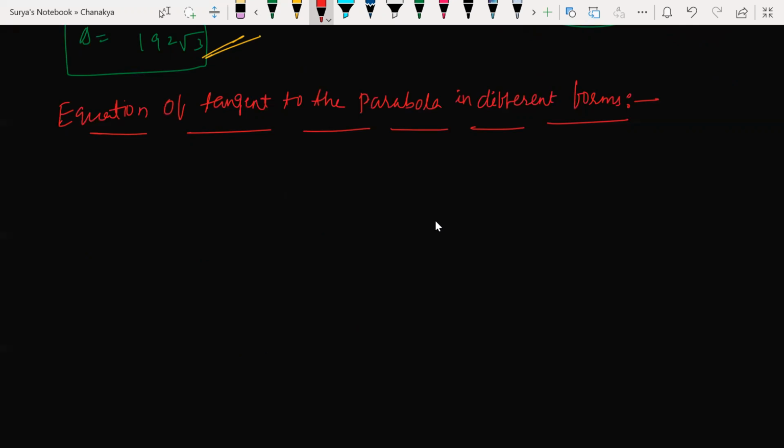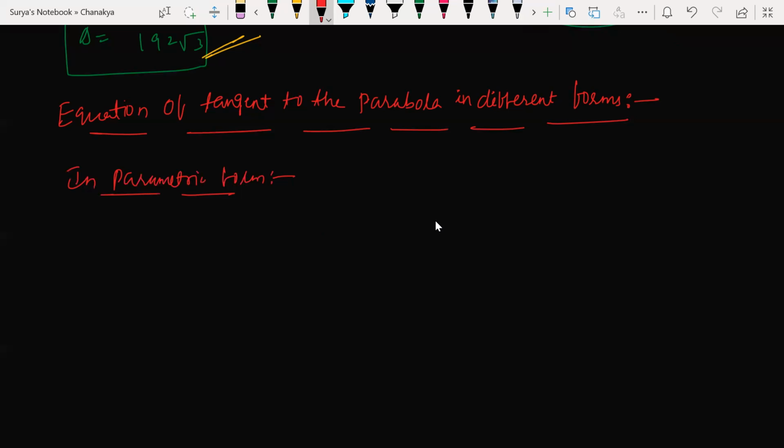Okay. Tell me, the different forms are basically these. First, let us go with the parametric form. In parametric form, you can use any form to find the equation of the tangent, but as the question demands, you have to use the condition.